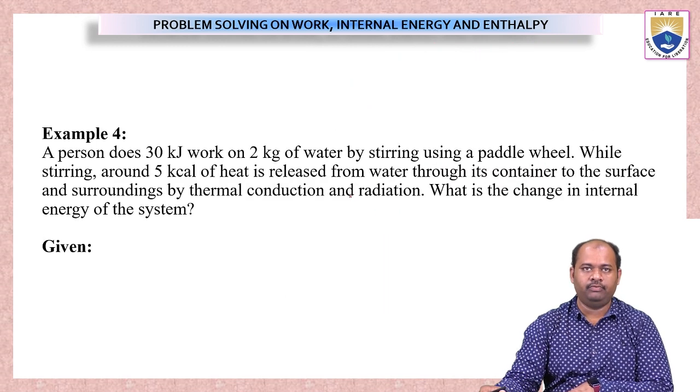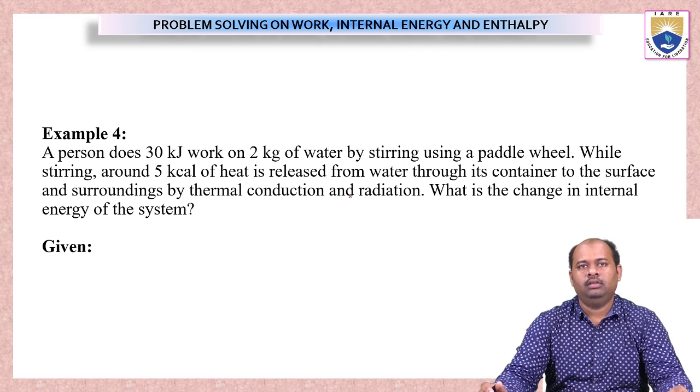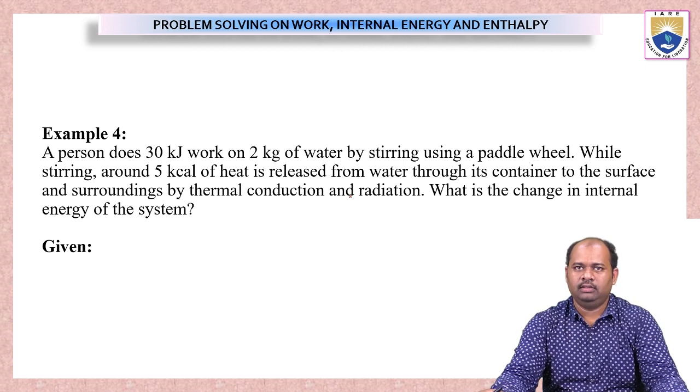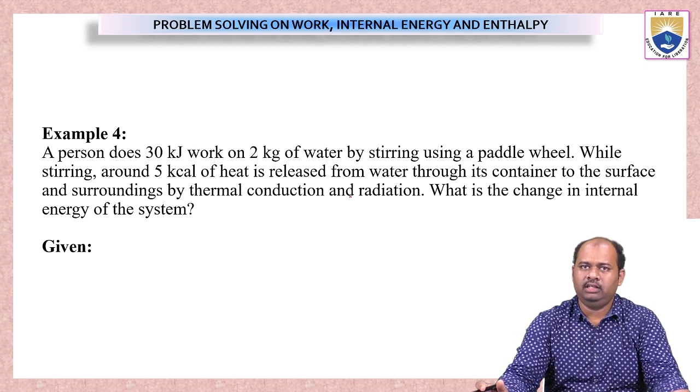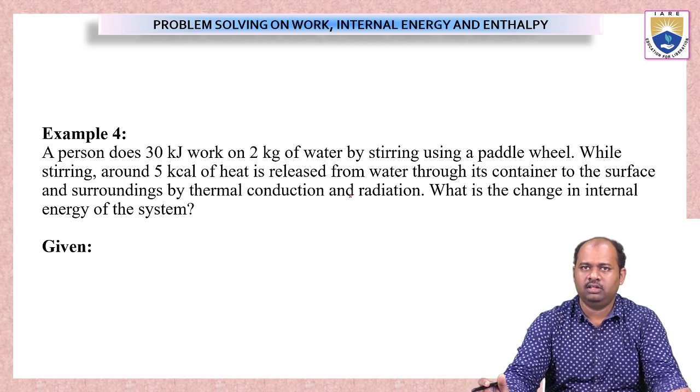So this is example 4. And the question goes like this. A person does 30 kilojoules of work on 2 kg of water by stirring using a paddle wheel.